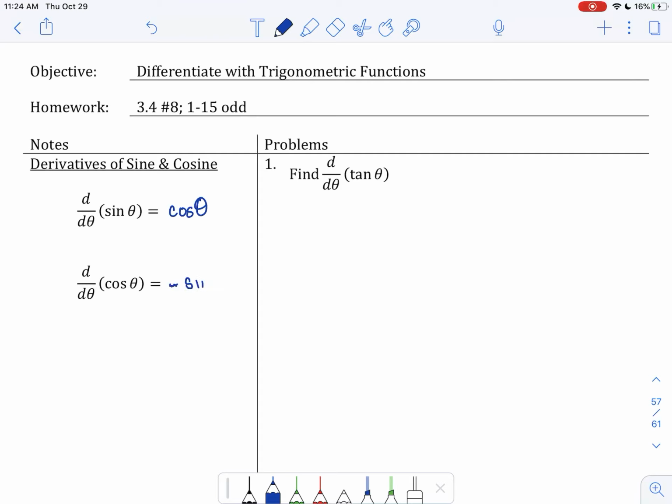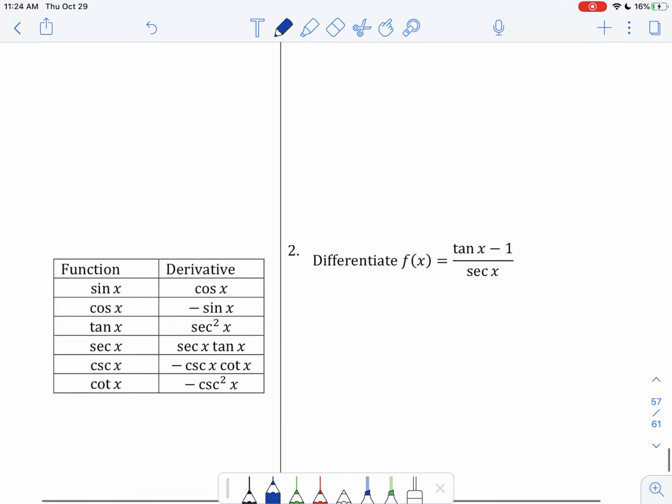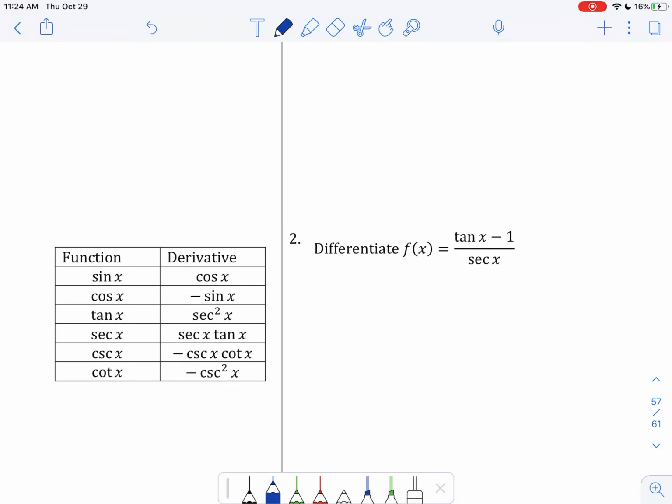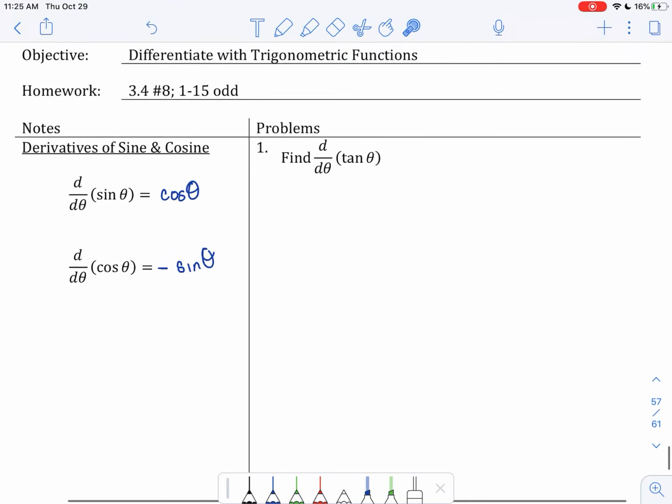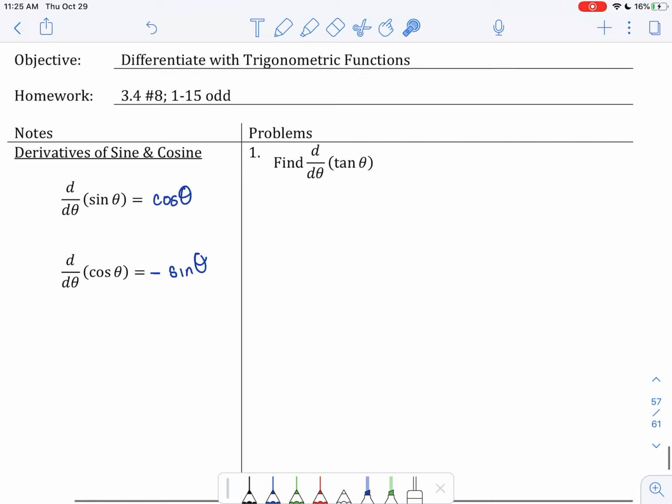cosine is negative sine. So the main thing here, and I'm using theta as my variable, but of course this would work here, is that if we look at the full table of all of them, which are later in your notes, you'll just notice that anything that's cos has a negative on it, and then the other ones are positive. So cosine is negative sine x, and then here are the rest. We are going to show how you can use these to find the other.